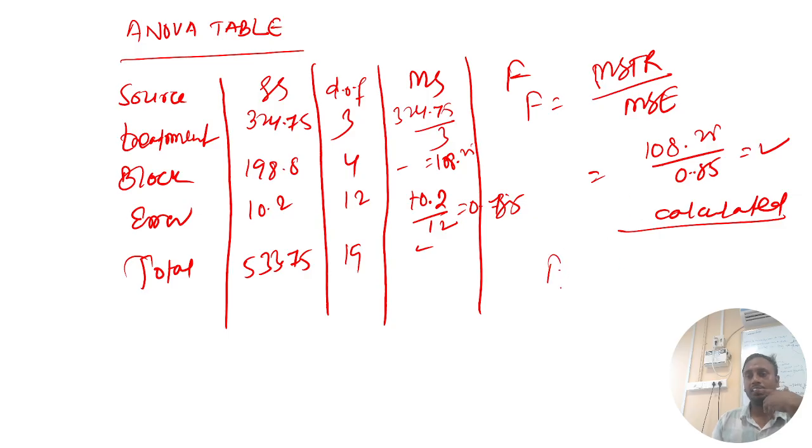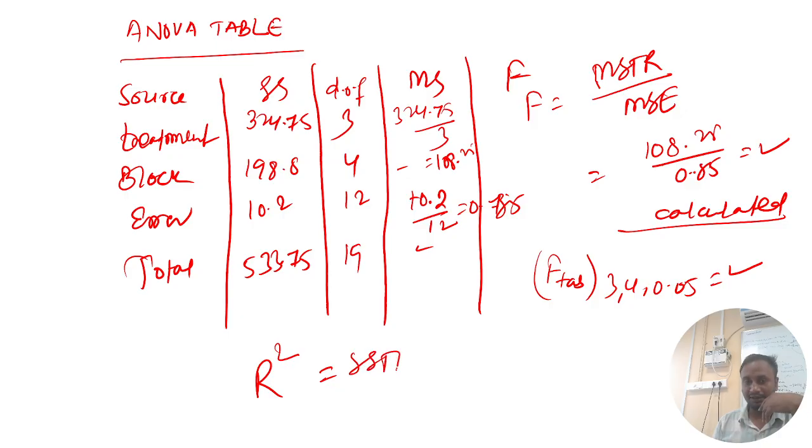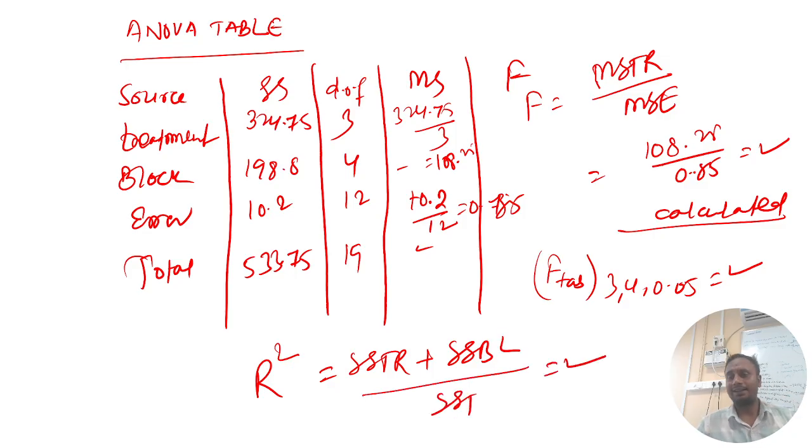Now we'll go with the F tabulated at 3, 12 and 0.05. Some value will come. Similarly, we can calculate the R square. R square will be the formula SSTR plus SSBL by SST. I think till here it's clear now. Is it? Yes, sir, very clear.